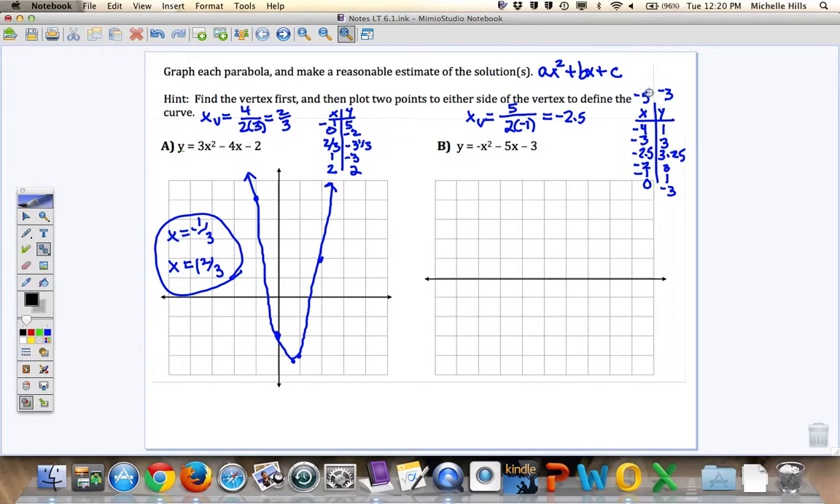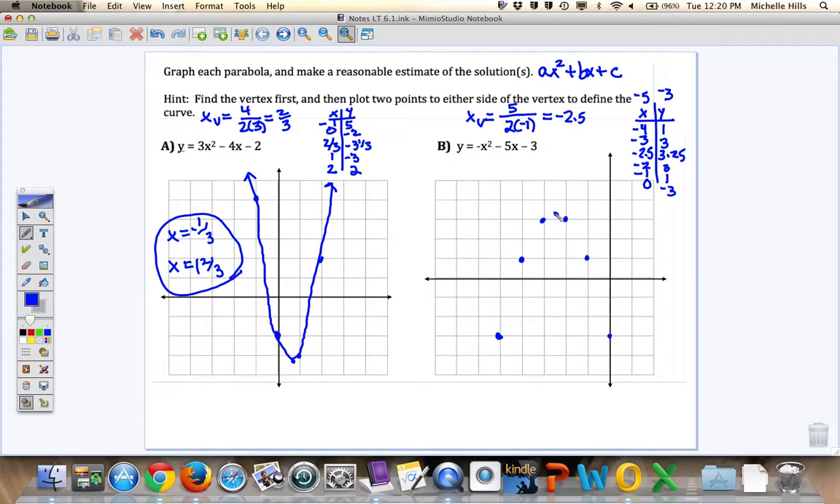I need to go from -5 only up to 0, so I can move my y-axis over to give myself room to get to -5 going by ones. So -5, -3; -4, 1; -3, 3; -2.5, 3 1/4; -2, 3; -1, 1; and 0, -3.